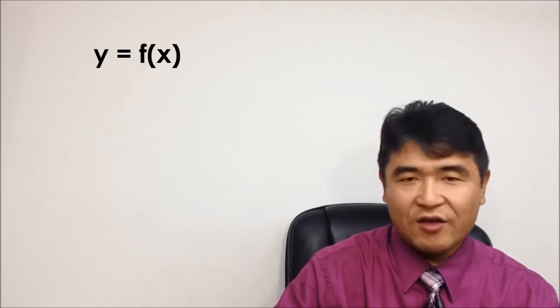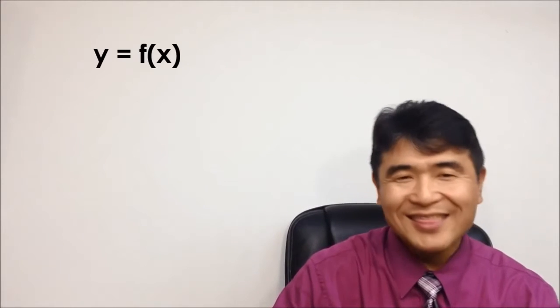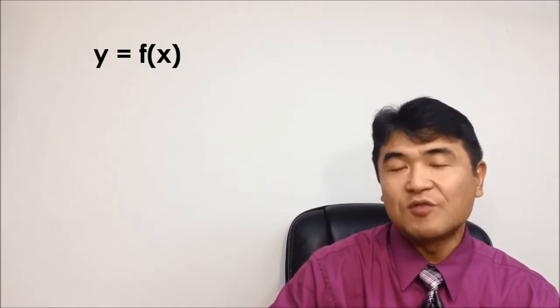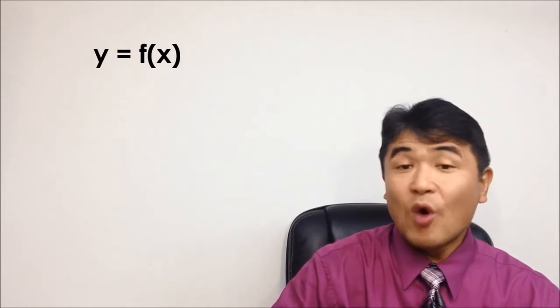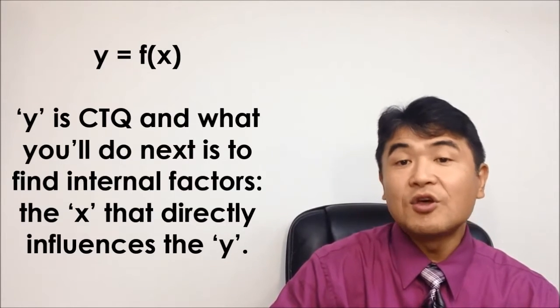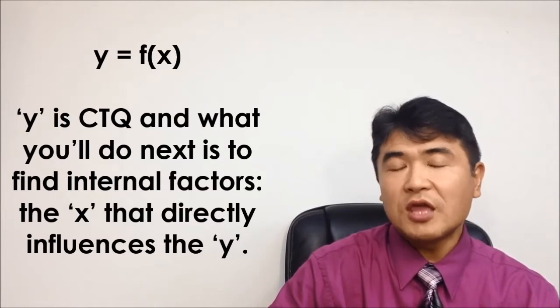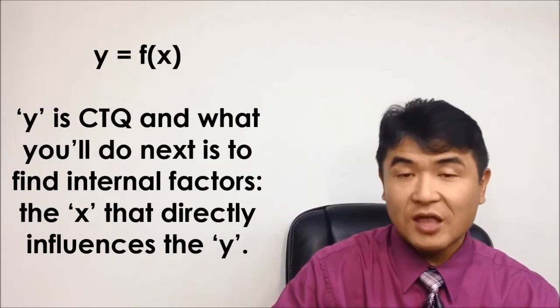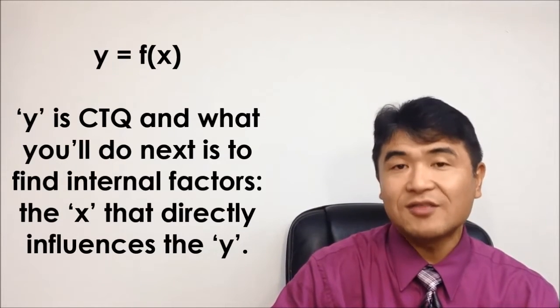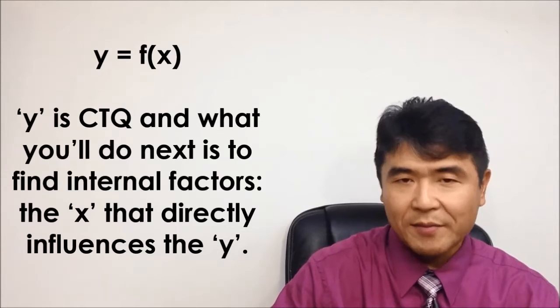When you discuss CTQ in Lean Sigma, you would hear one formula, Y = f(x). I may hear from you that this formula makes it more difficult. Y is CTQ, and what you do next is to find internal factors, the X, that directly influence the Y.